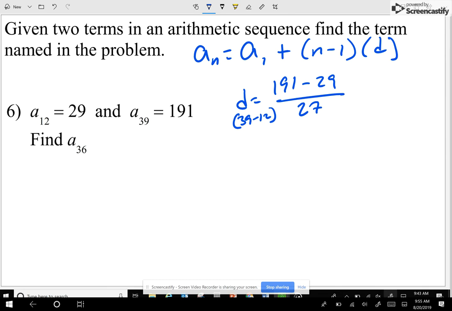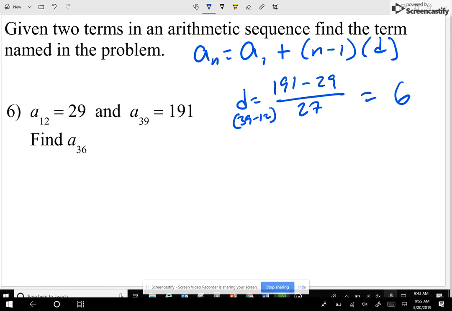Right? I gave you guys the 12th term. I gave you guys the 39th term. So 39 minus 12 is 27. So I'm going to go 191 minus 29, and in my result, I'm going to divide this by 27, which gives me my difference is 6. So each time I'm adding 6. So I know the difference.